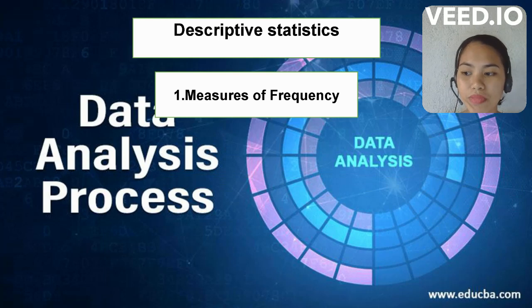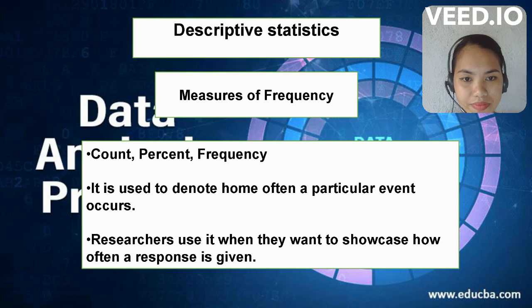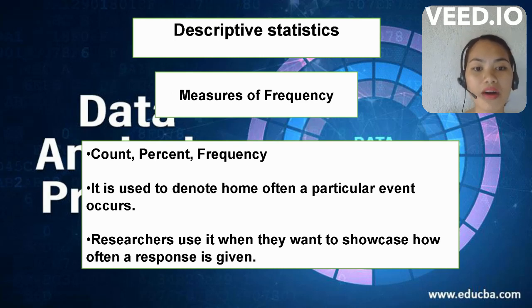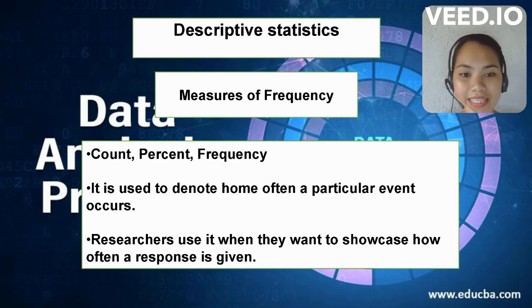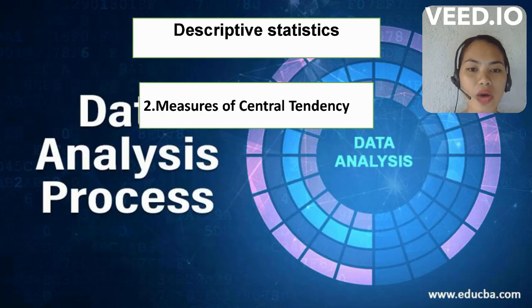So for descriptive statistics here, we have measures of frequency. The count, percent, and frequency are used to denote how often a particular event occurs. Researchers use it when they want to showcase how often a response is given. You also have, second, the measures of central tendency.